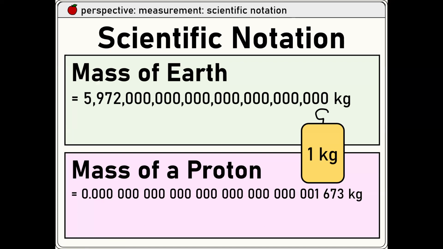right? So say the mass of the Earth is like 5972 and a string of zeros. I think there's 21 zeros following that too, right? Guys, what's a more condensed way you can write that number?